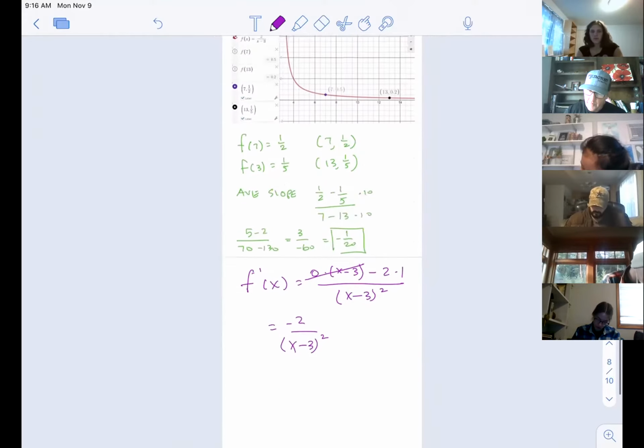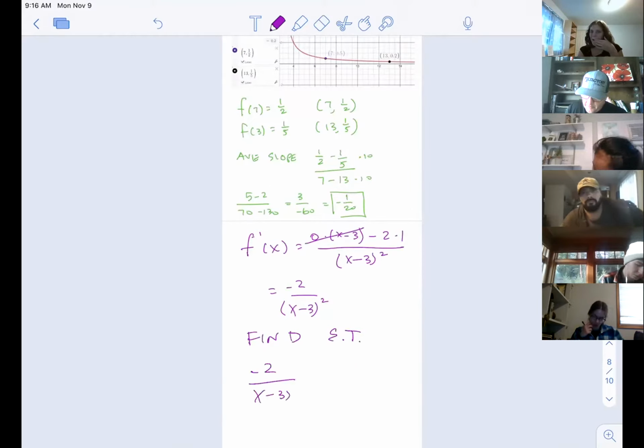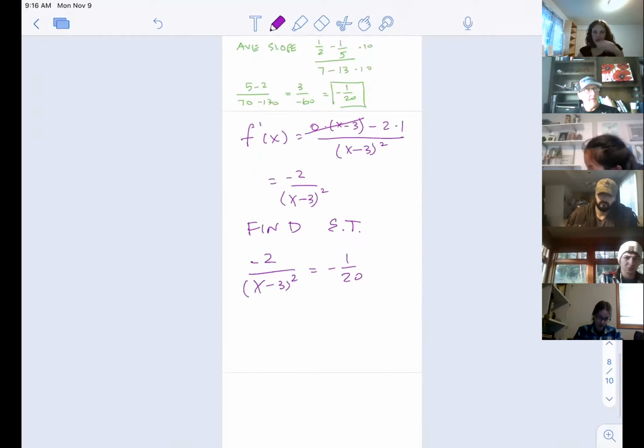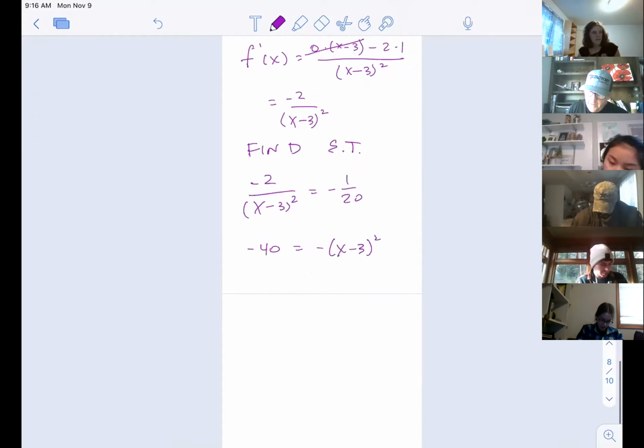There's my derivative. And so what I'm interested in is, is there some x, find x such that -2 over x minus 3 squared is actually equal to the slope that I'm interested in finding. I don't like fractions, multiply both sides. So I get -2 times 20 is -40. X minus 3 squared times -1 is -x minus 3 squared. I get rid of the negatives and I have x minus 3 squared equals 40.